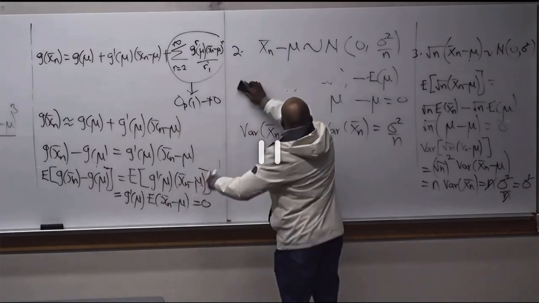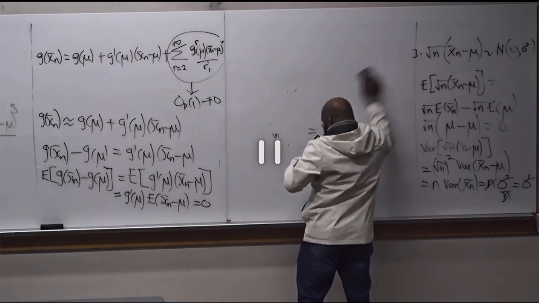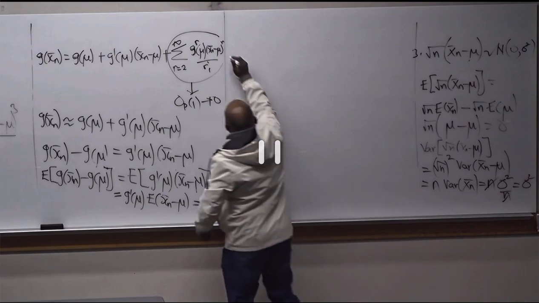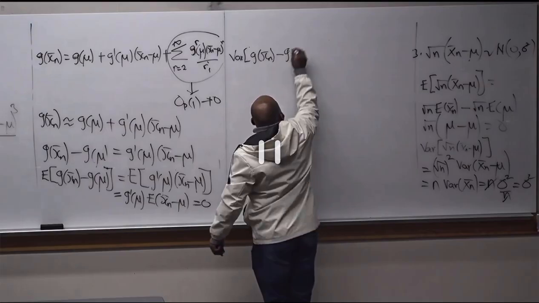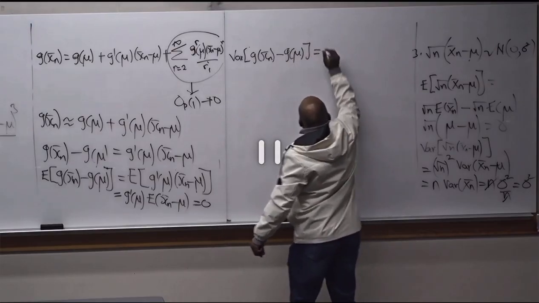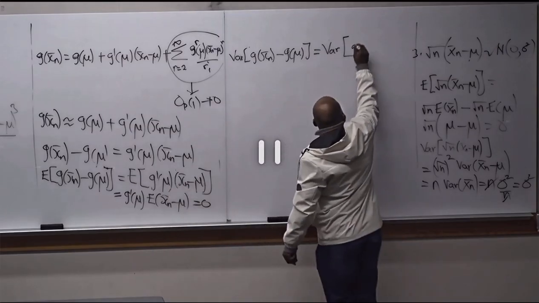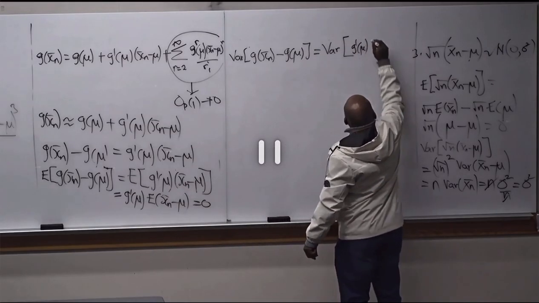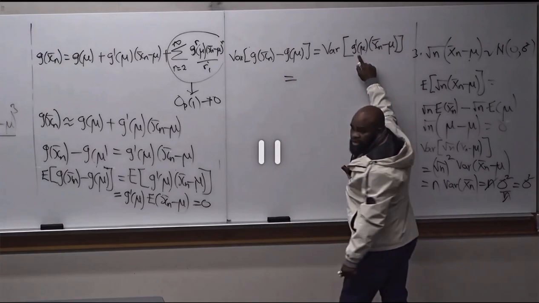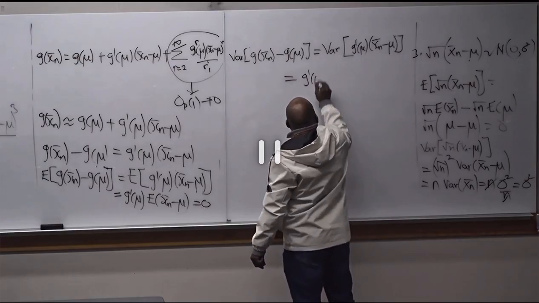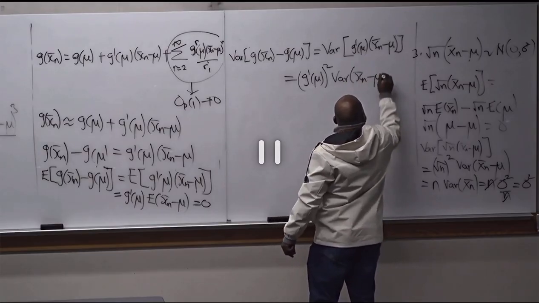Now, let's look at the variance. Now, the variance of g x bar minus g of mu, okay, is going to be the variance of this guy, x bar minus mu. What is going to happen? This guy is going to be a square, right? G prime of mu, all squared, variance of this guy, right?